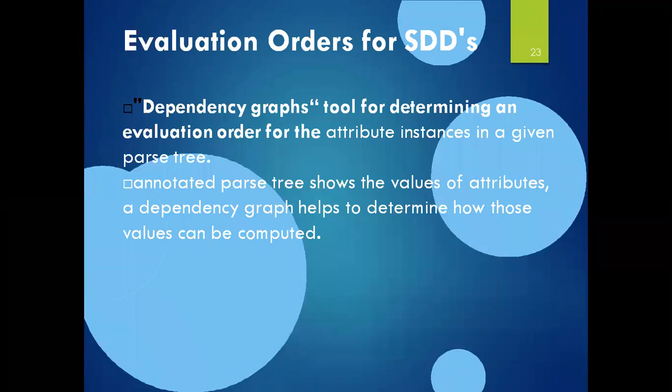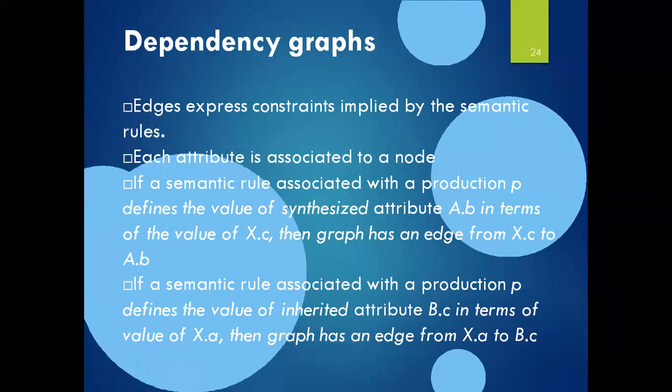And after knowing the dependency graph, this graph acts as a tool for determining the evaluation order for the attribute instances in a given parse tree. That means the annotated parse tree shows the values of the attributes, and this dependency graph helps to determine how these values can be computed. Is it clear now? And now, what is a dependency graph?